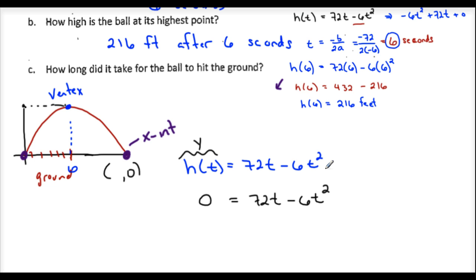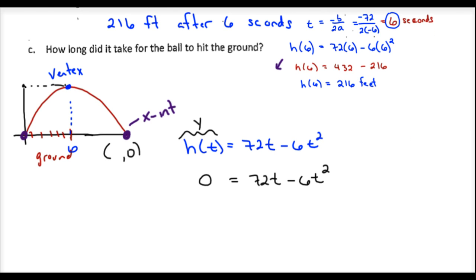Now we've learned a few different ways to solve this. You could factor, you could use the quadratic formula, you could use completing the square, whatever you like. I think here the easiest way would be just to factor out. See what you can factor out. 72t and negative 6t. What can you factor out of both these terms? So take out 6t, leaving me with 12 minus t.